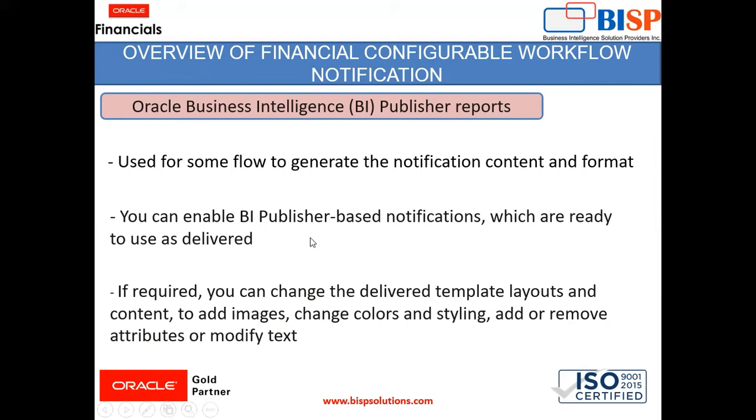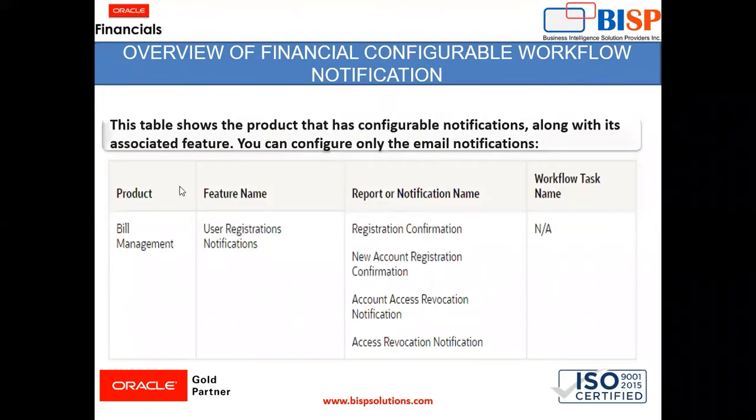Now, this table shows the product that has configurable notifications along with its associated feature. You can configure only the email notification for the same. The product is bill management. For this bill management product, you can configure the email notification only. There are two ways in which you can get a notification, email and in-app, right? So for this product, only email notifications are available.